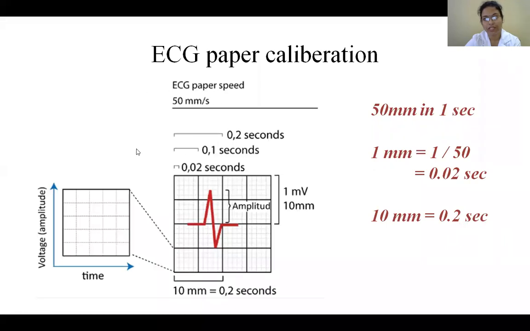So remember that when the speed of the paper is 25 millimeters per second, 1 millimeter is equal to 0.04 seconds. When the speed of the paper is 50 millimeters per second, 1 millimeter is equal to 0.02 seconds. So keep this in mind.